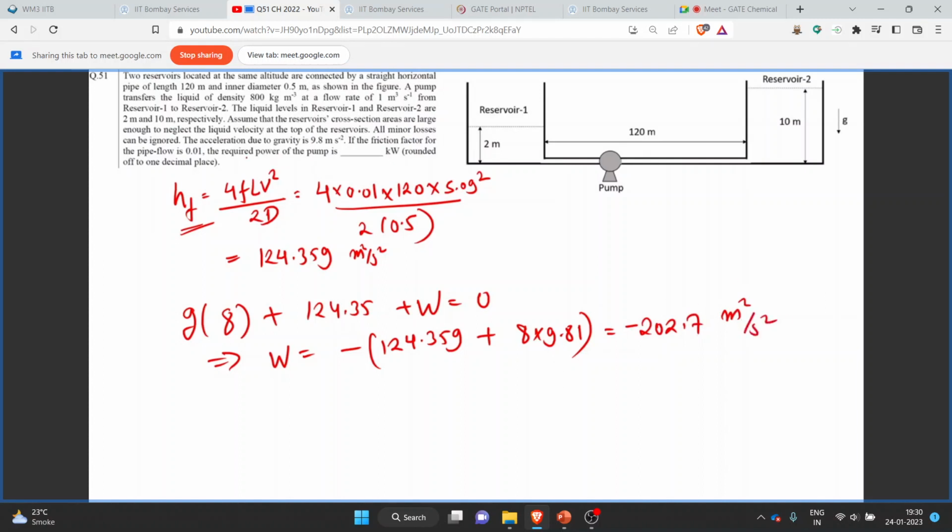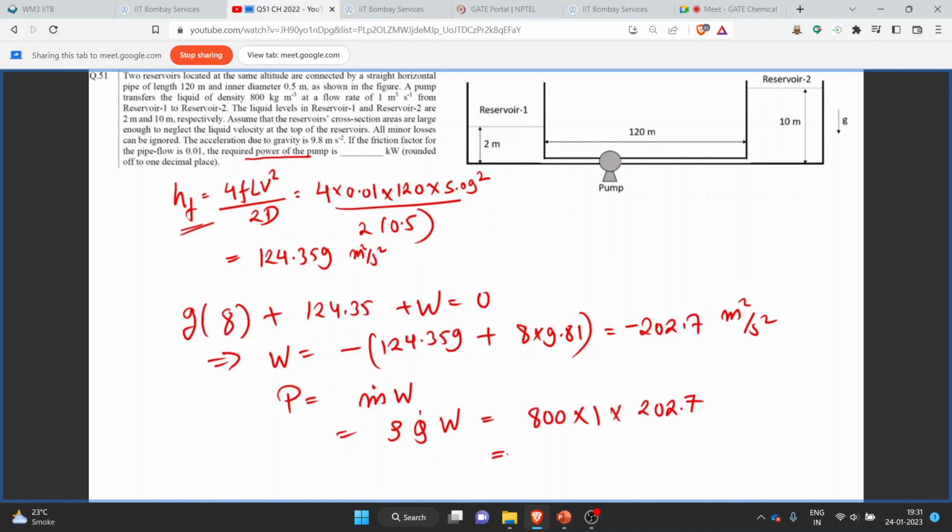Now in the question we have been asked to find the required power of the pump. So power we can write as mass flow rate into the work done. Mass flow rate we can get by multiplying the volumetric flow rate by density, that is rho into Q dot, times W. So density we have been given as 800 kg per meter cube, the volumetric flow rate is 1 meter cube per second, and the work we found out is 202.7.